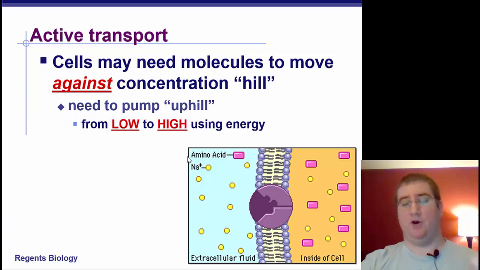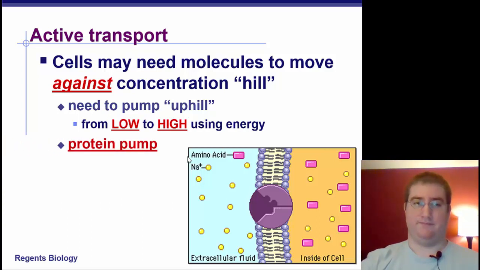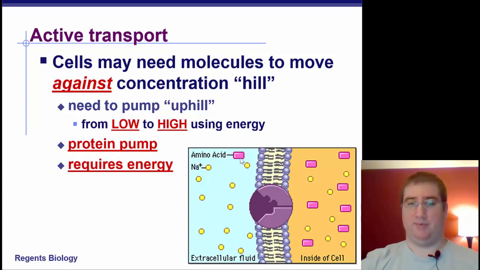You're going from a low concentration up to a high concentration, and the cell actually has to use energy to do this. Usually you have protein pumps that are going to do this. They're going to use ATP, and they're going to pump the molecules. Notice there's not a lot of amino acids here, but we still need more and more amino acids, so we're going to pump them into our cells using energy in the form of ATP.